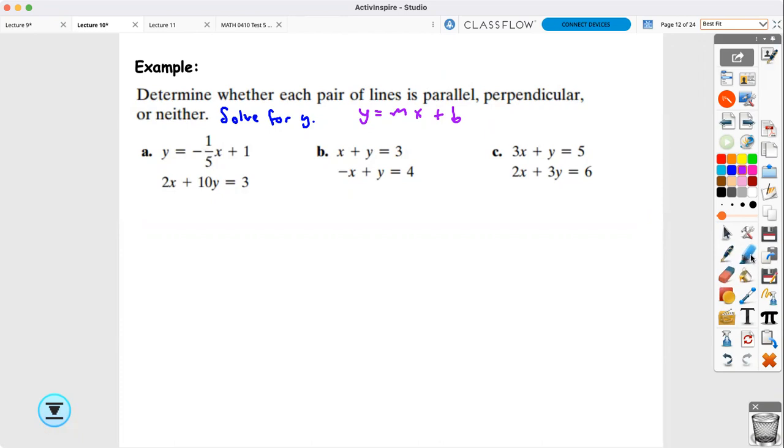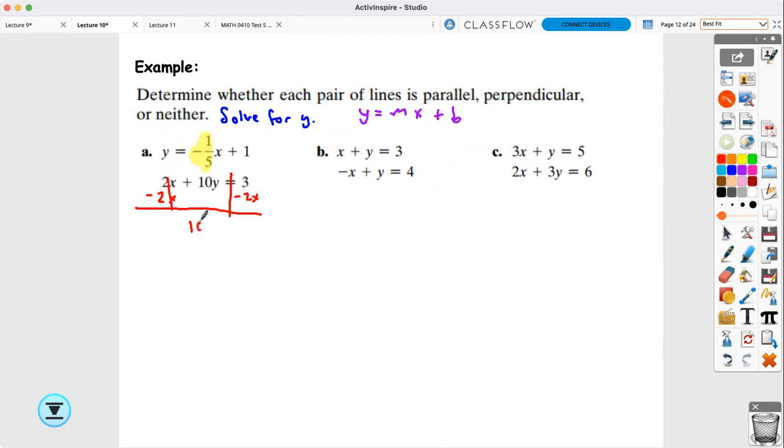Let's look at A. Well, the first equation, y equals -1/5 x. Right there, we have the first m. We know m1 and m2, right? Because there's two slopes here. So now to get the second slope of the second equation, we have to solve for y. So I'm gonna go ahead and do that right now. I'm gonna subtract 2x on both sides, because we want to get y equals, right? So we can get the slope.